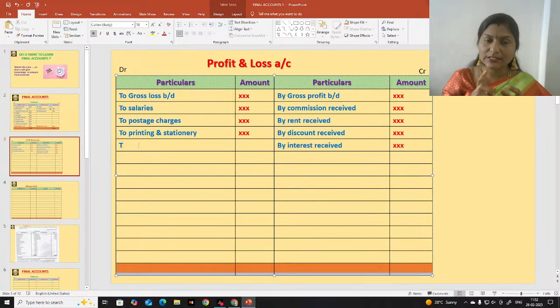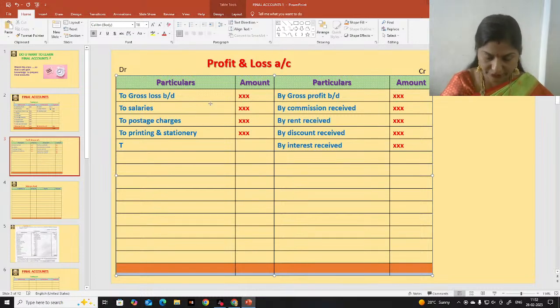the solution. Salaries, postage charges, printing and stationery, these all are going to appear in profit and loss account debit side. And on the profit and loss account debit side, we record only expenses. What kind of expenses? Office related expenses and selling related expenses. Credit side, we record incomes, only incomes. What kind of incomes? Here I mentioned a few incomes, and whenever you observe in any question, commission received, rent received, like that, immediately you can record in profit and loss account credit side.